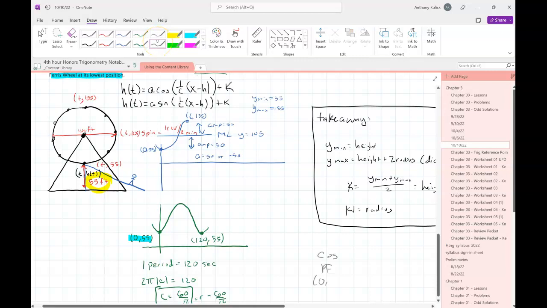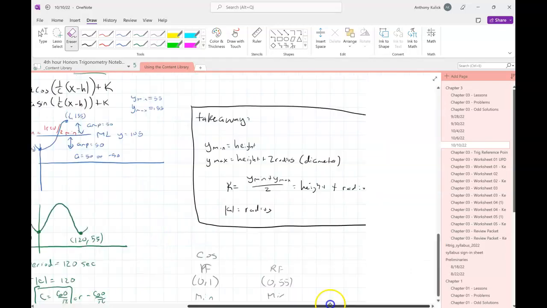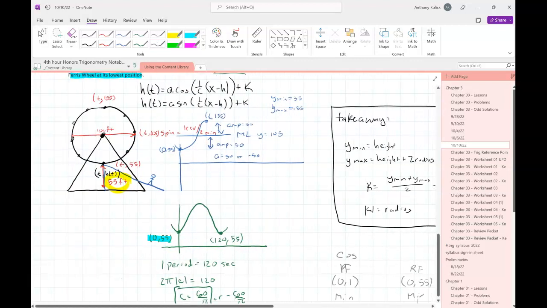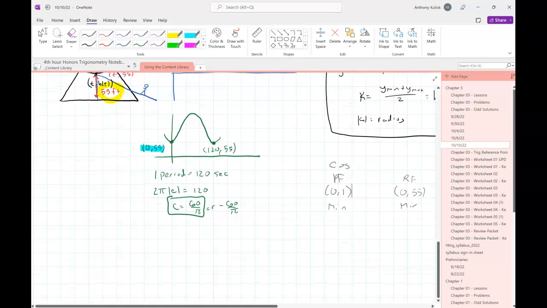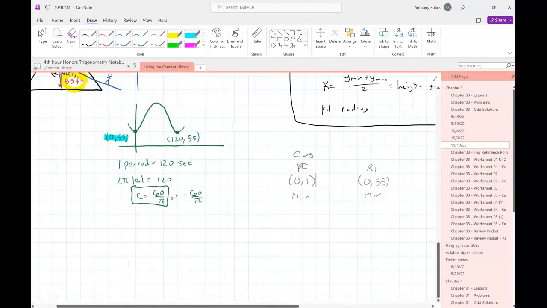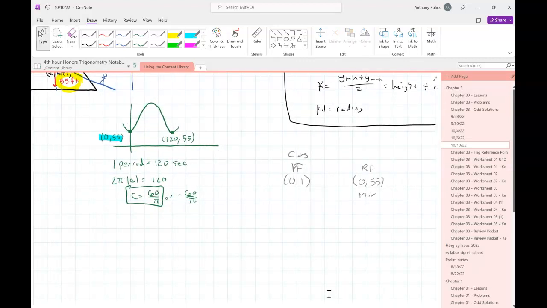So is K 55? No, K was 105. Oh, yeah, I meant H. Nope. Oops. Mr. Kulik is already making mistakes, and now this OneNote is going ballistic on him. Can I scroll OneNote?